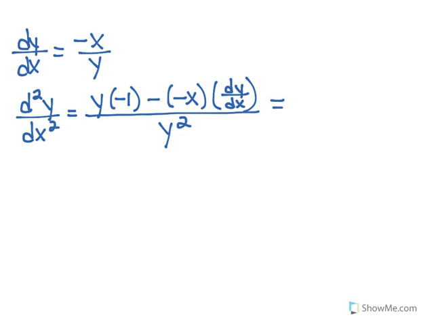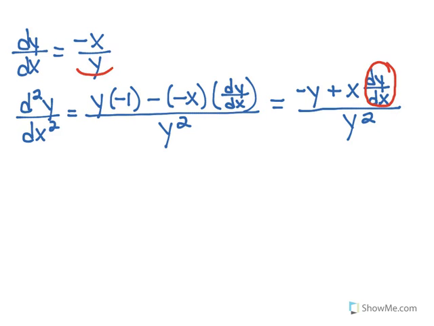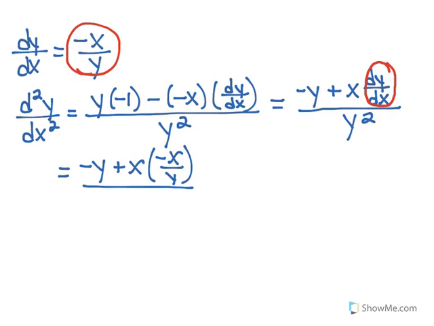If I get rid of all of the parentheses up top, I'm going to have negative y plus x dy/dx all over y squared. Now the problem is I have too many things going on here. I want to get rid of this dy/dx and replace it with something that just has x's and y's in it. So that dy/dx is equal to the negative x over y that we found at the beginning. So we're going to substitute it in. So our derivative is now going to become negative y plus x times negative x over y all over y squared.